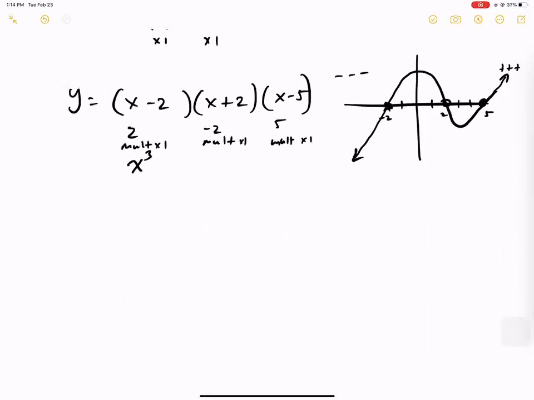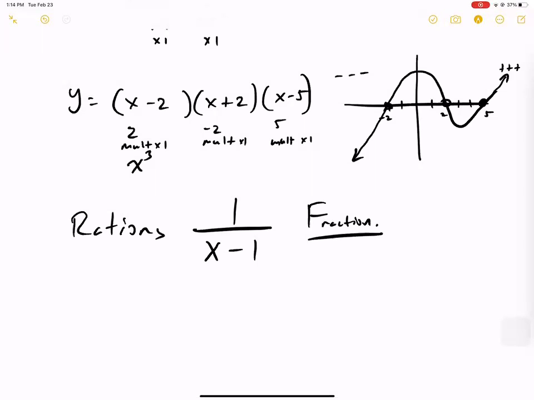We're going to graph rationals. So rationals look like this: 1 over x minus 1. It's a fraction, F for fraction. Now, we are going to cheat slightly, okay? We're going to have a whole set of rules to do these, but we're going to slightly cheat.